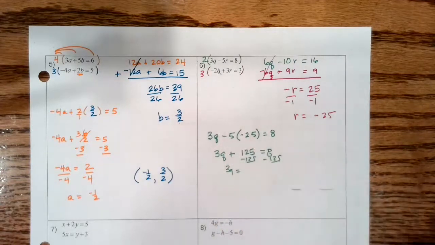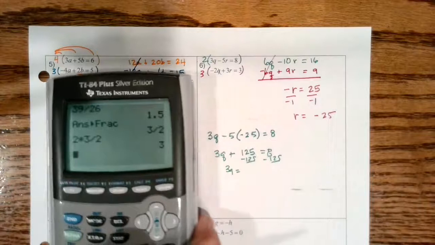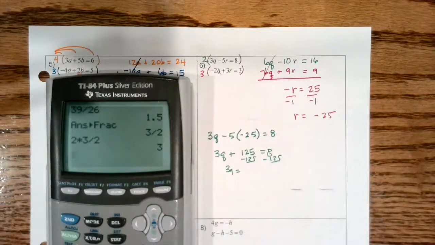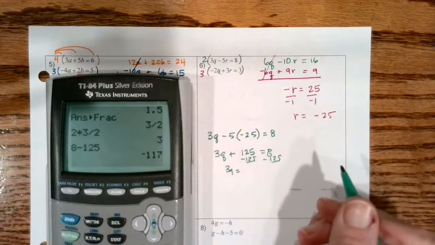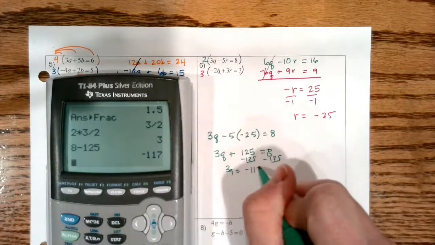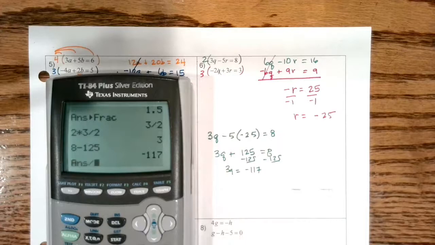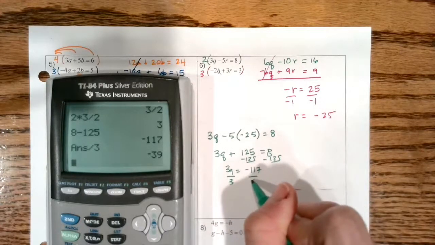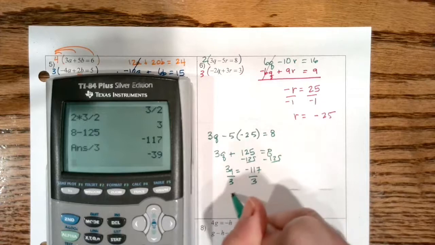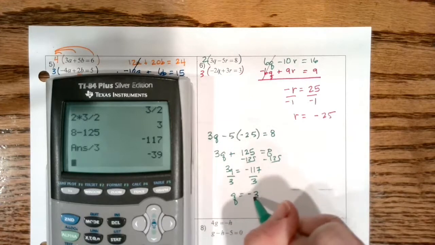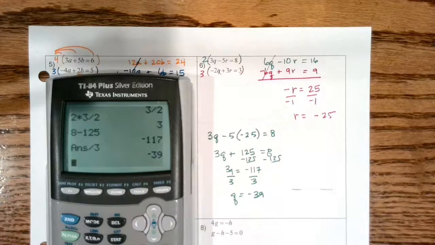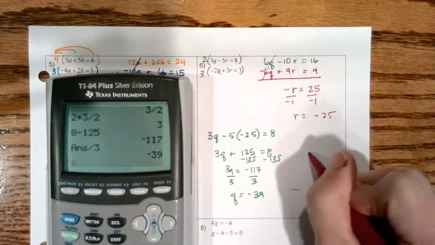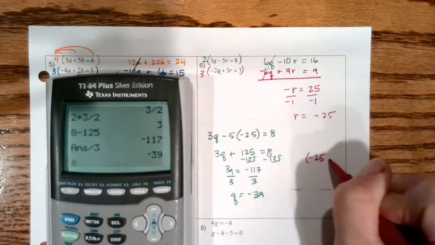So 3Q is equal to, when I bring my calculator in, 8 minus 125 is going to be negative 117. Let's see if that's a friendly number with 3. Sure is. Divided by 3, divide by 3. So Q is equal to negative 39. Now I gotta tell you, I'm a little suspicious about this answer. The numbers seem weird to me.